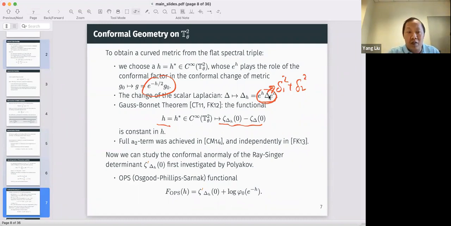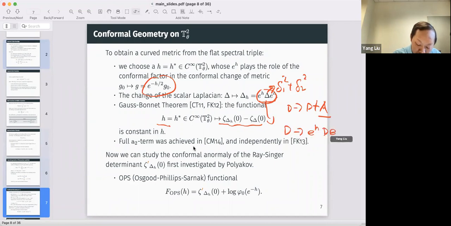I think the main difference between this conformal geometry, or the modular geometry, versus the spectral triple action is that in the spectral triple action we take a perturbation like d to d plus a, where a is a one form. This is like you put d to this following perturbation. Here a is a degree zero term. The Dirac operator usually is a first order differential operator, so now you perturb by a one form potential.